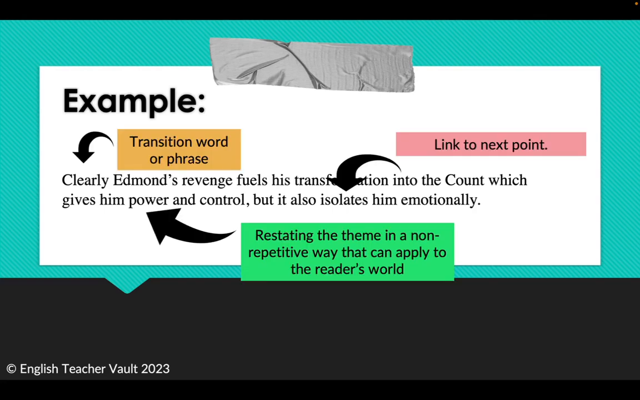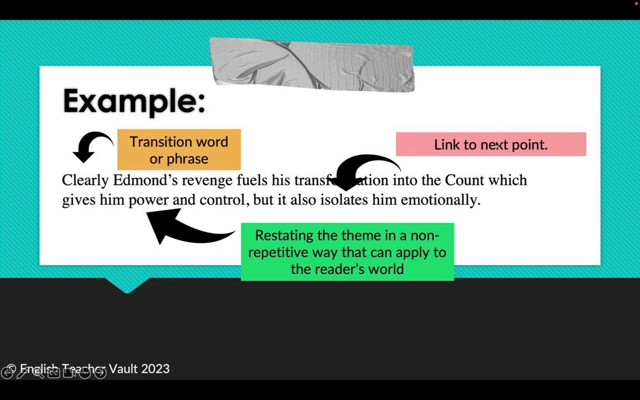So here is that concept broken down a little bit more. Our transition phrase is just clearly, our transition word is just this one word here. And you don't always have to have an entire transition phrase. Sometimes a word just works. We are restating the theme in a non-repetitive way. We're talking about power and control and what's been going on here with revenge, power, and control, this whole idea. And then we are actually linking to the next point that we're going to start making in the next paragraph, which is his emotional isolation.